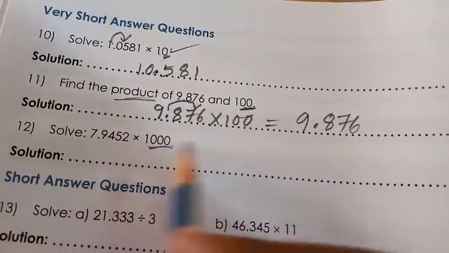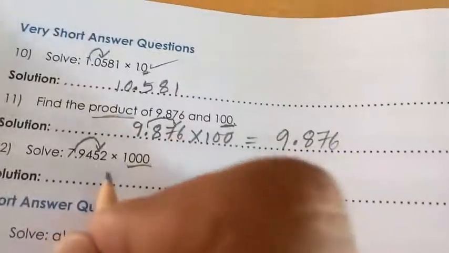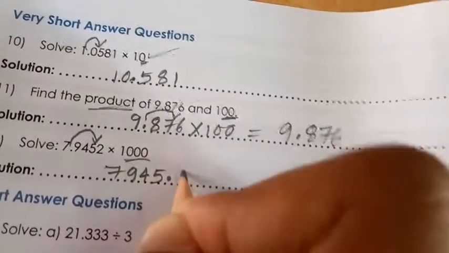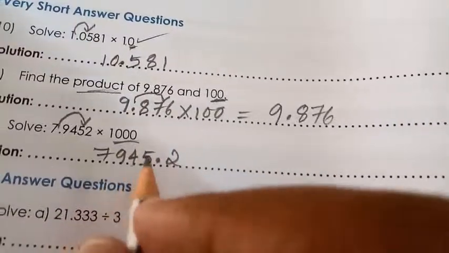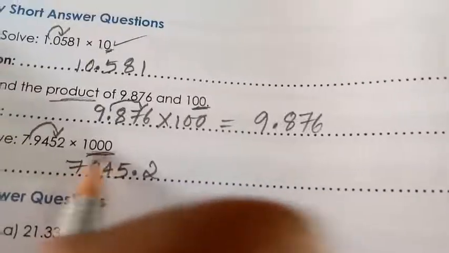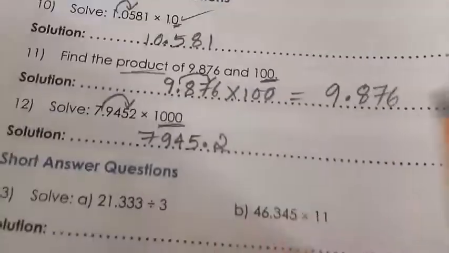Next, 12th one, solve. Here how many zeros? 3 zeros. Shifting the decimal point by 3 digits. So answer is 7945.2. How many zeros are there, that many digits you have to shift the decimal point to the right side if multiplication is there.